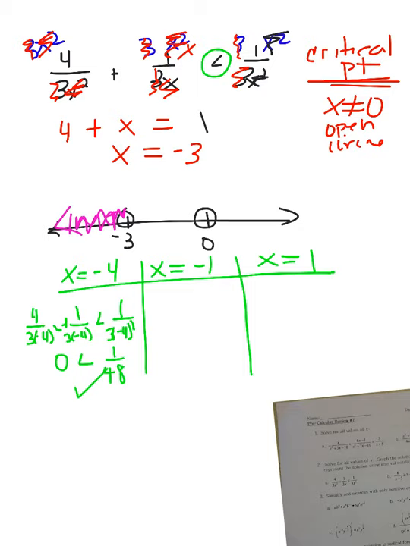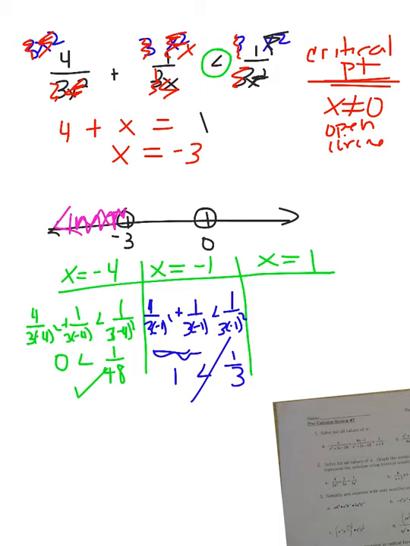Now I'm going to try -1. So it's going to be 4 over 3 times -1 squared plus 1 over 3 times -1 is less than 1 over 3 times -1 squared. What I get over here is the left side becomes 1 is less than 1/3. That's not true, so I don't shade in the middle.